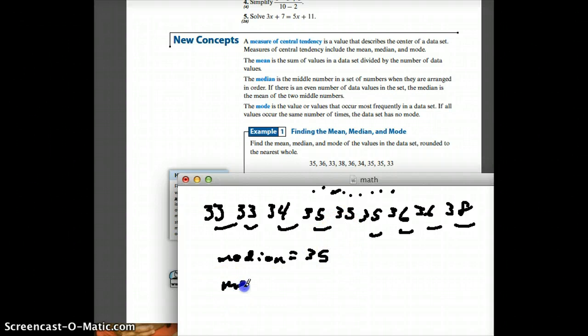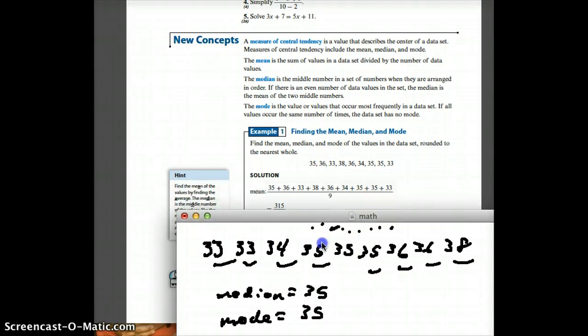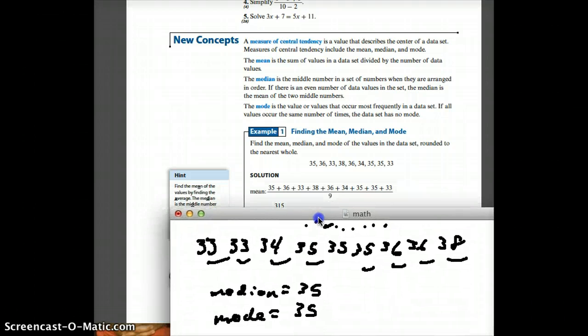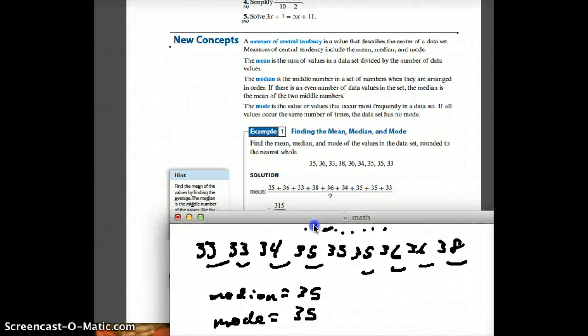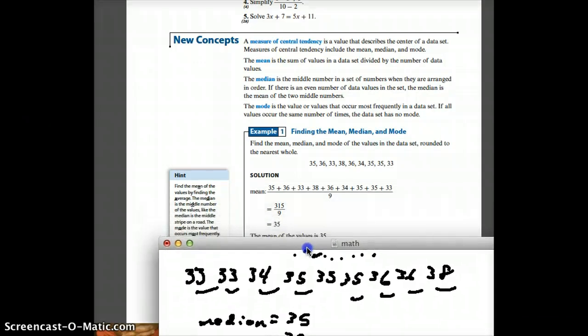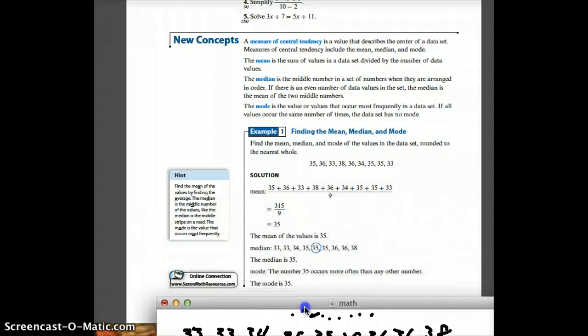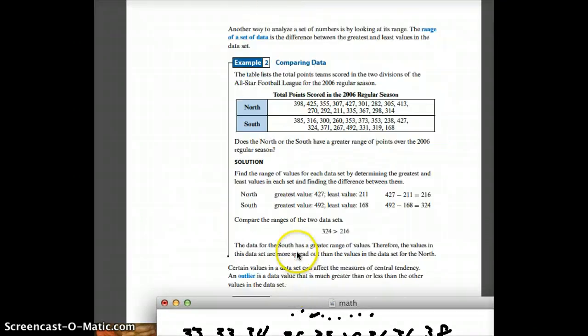And then the mode, which is the one that occurs the most, well, let's see. 33 occurs twice. 35 occurs 3 times. 35 is the mode. And for the mean, you would add them up and divide by how many numbers there are. So you would add them up, get 315 divided by 9 is 35. There you go. So the mean is 35. The median is 35. The mode is 35.